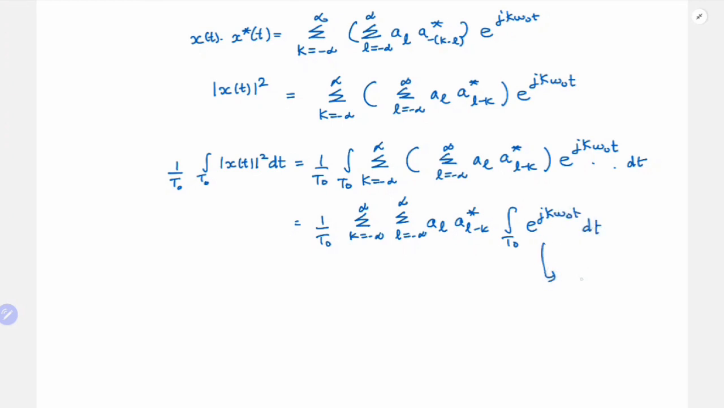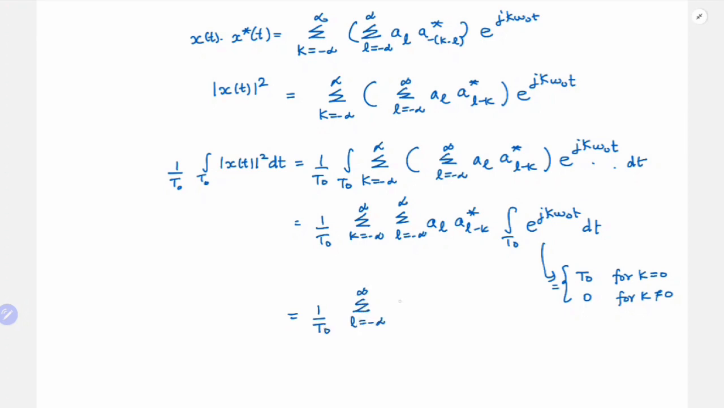So this is equal to T naught for k equal to 0, and 0 for k not equal to 0, right? Because it is the average over one period, all the sine and cosine terms will go to 0. Only the DC term will remain, and that is equal to T naught. So only for k equal to 0, meaning here we have to substitute k equal to 0. So this is equal to 1 by T naught. Only k equal to 0 remains.